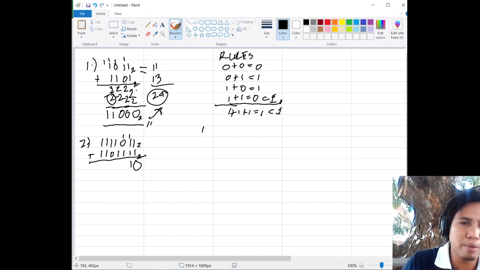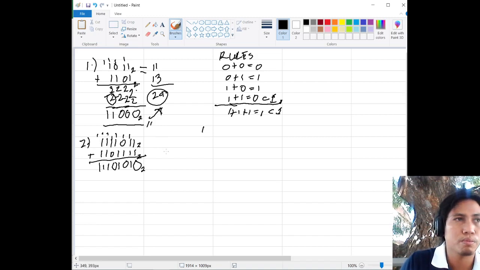Then 1 plus 0 plus 1, okay, that is 0 carry 1. Then 1 plus 1 plus 1, that is 1 carry 1. Then 1 plus 1 plus 0, that is 0 carry 1. Then 1 plus 1 plus 1, that is 1 carry 1. Then 1 plus 1 plus 1, that is 1 carry 1. Then bring down 1. That is in the base of 2.